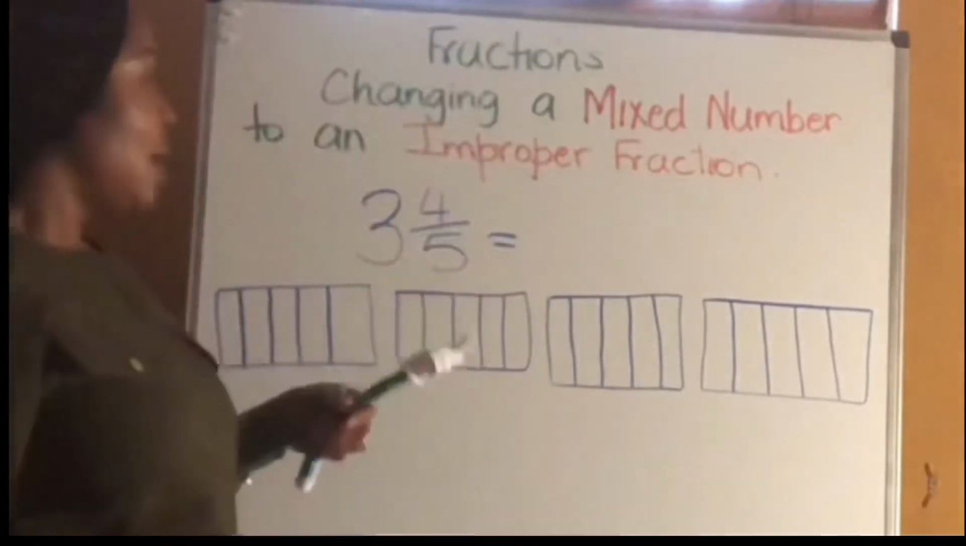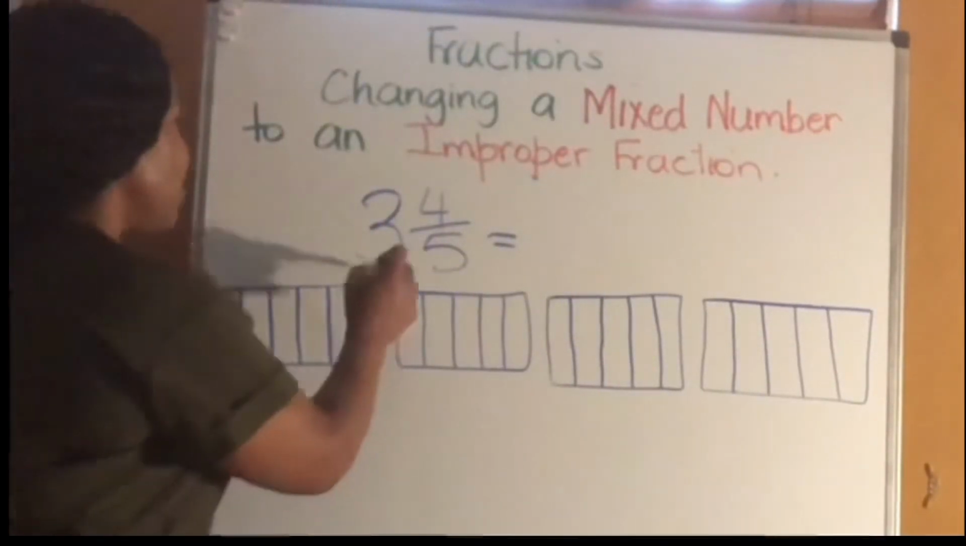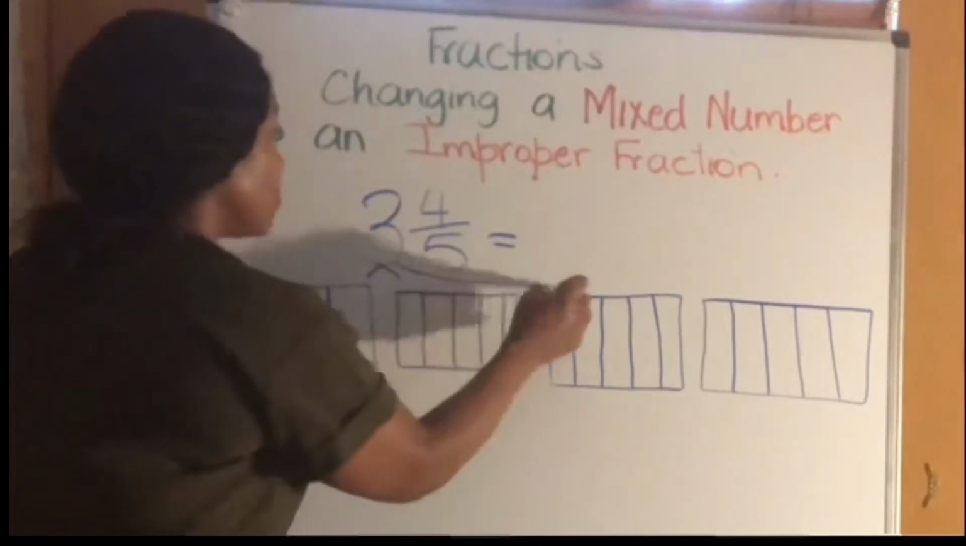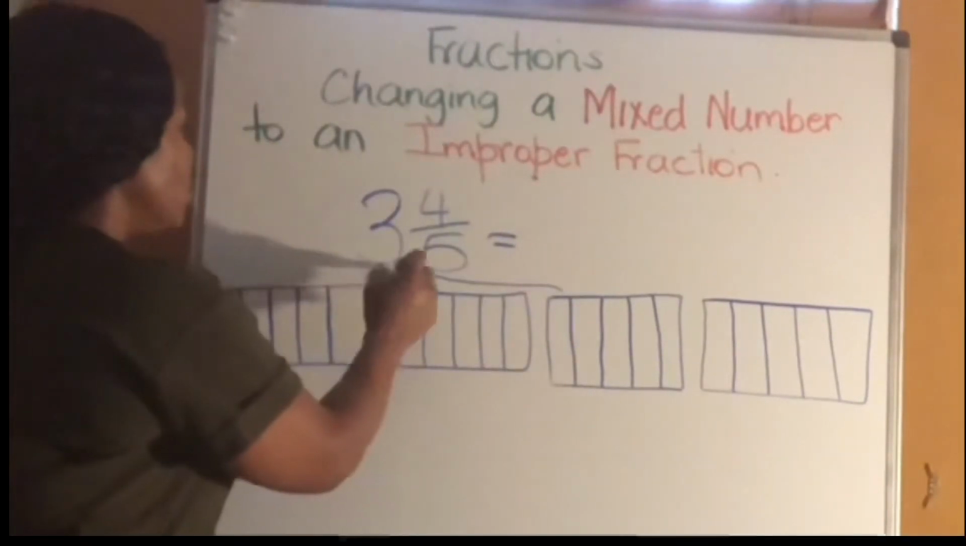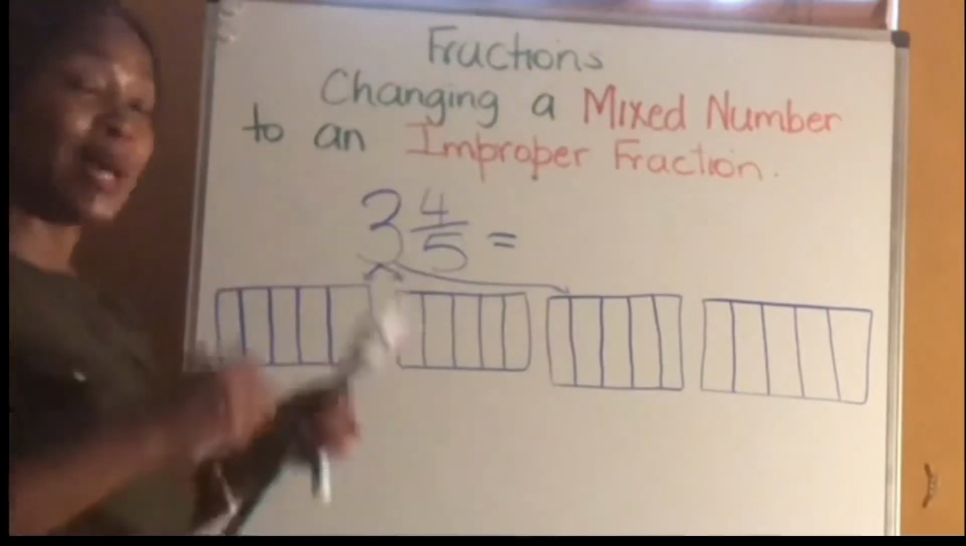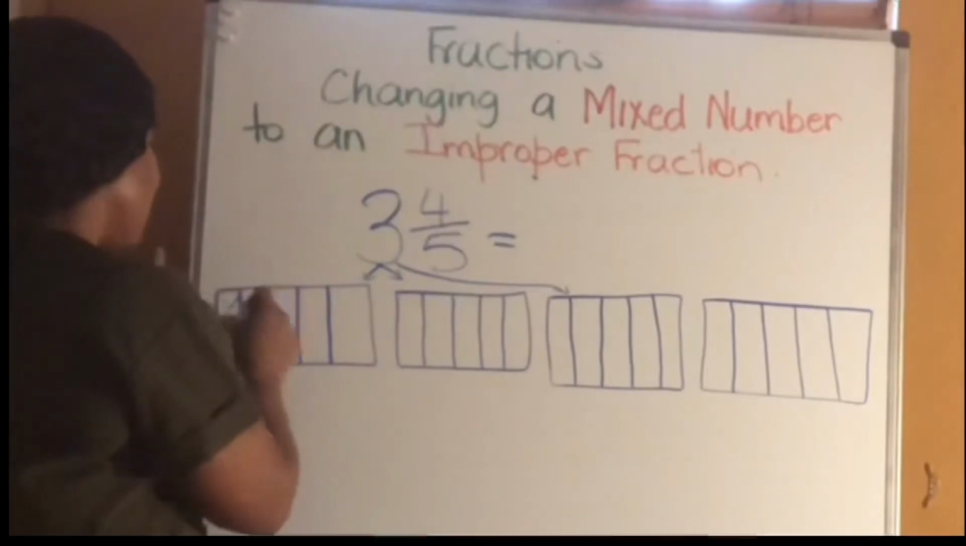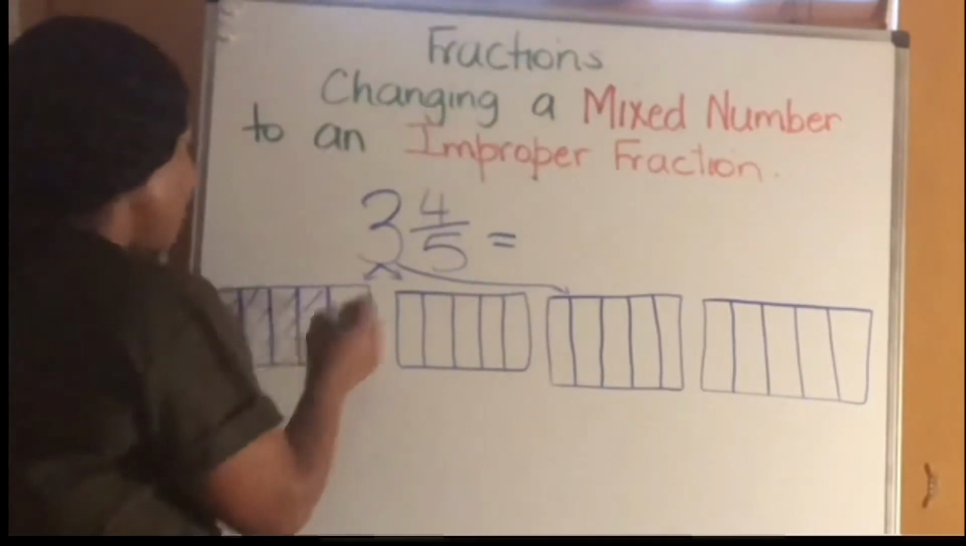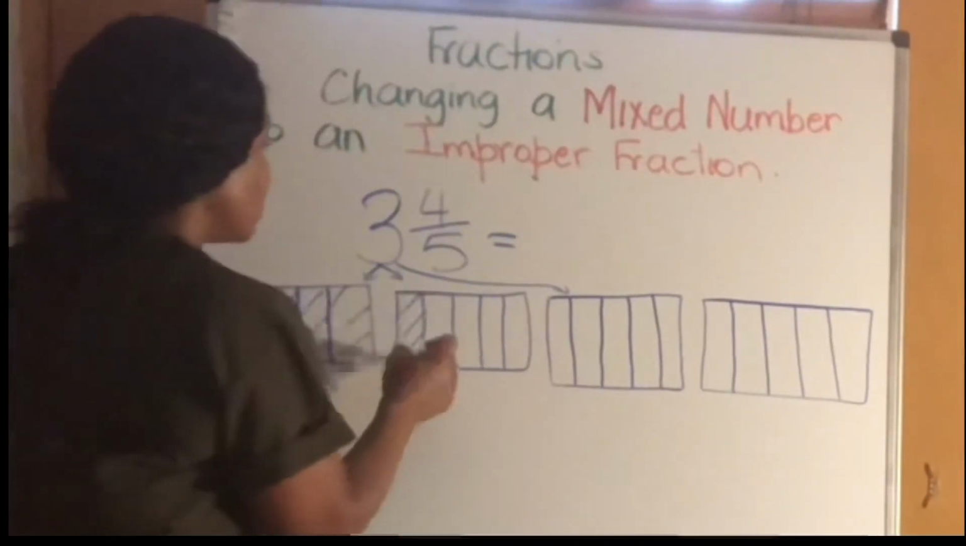Now, my 3 wholes, which are these 3, I am going to shade everything inside because they are whole. I'm considering every single part of them. So I'm shading everything in the whole.